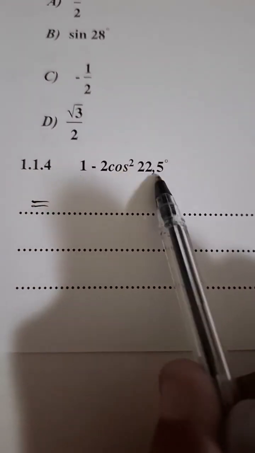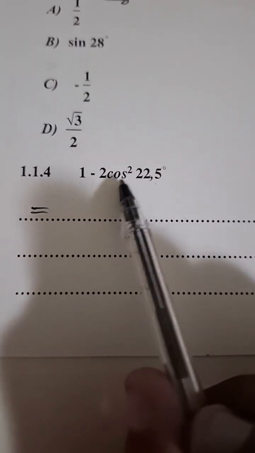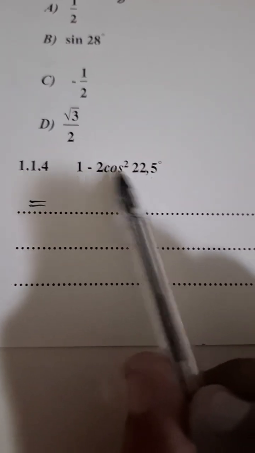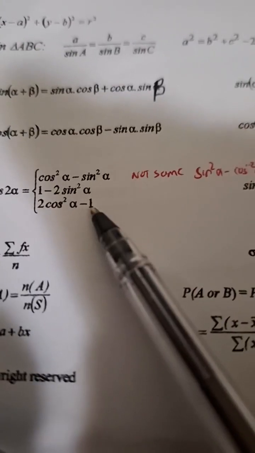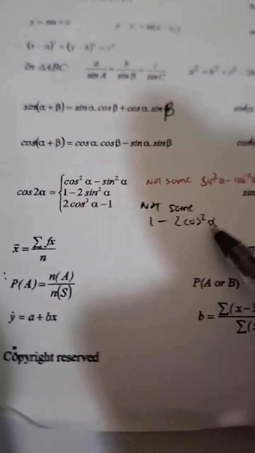Let's look at this one: 1 minus 2 cos squared 22,5. So how do we reduce 1 minus 2 cos squared 22,5? What does this look like? We go to our formula sheet. In our formula sheet, we can see we have 1, 2, 3. It's not this one. It kind of looks like this one, but the order. The fact of the matter is that 2 cos squared alpha minus 1 is not the same thing as 1 minus 2 cos squared alpha. So this and this are not the same.